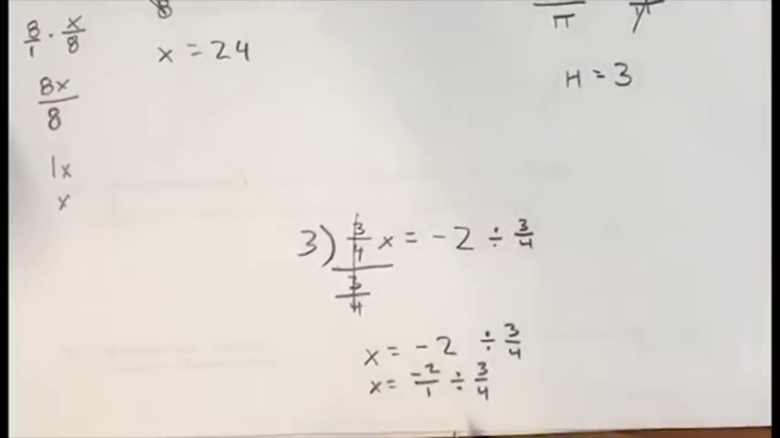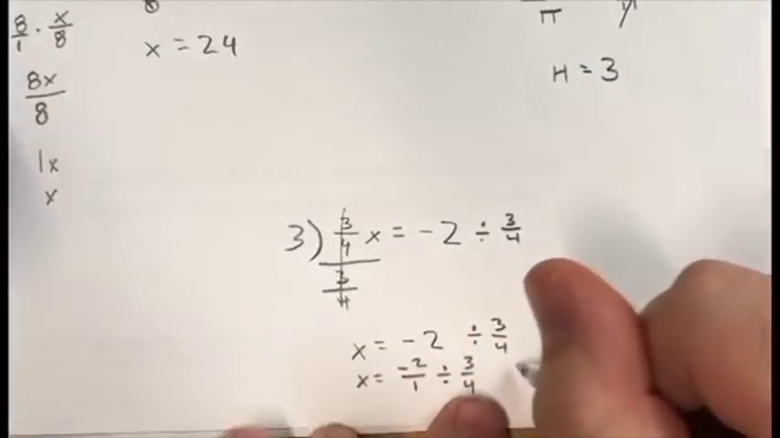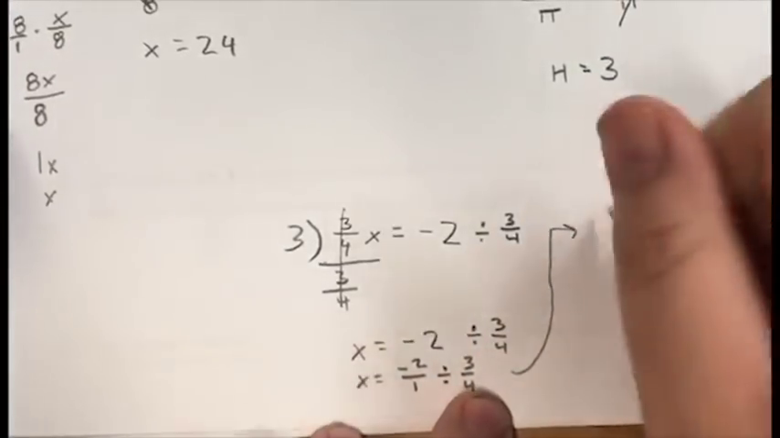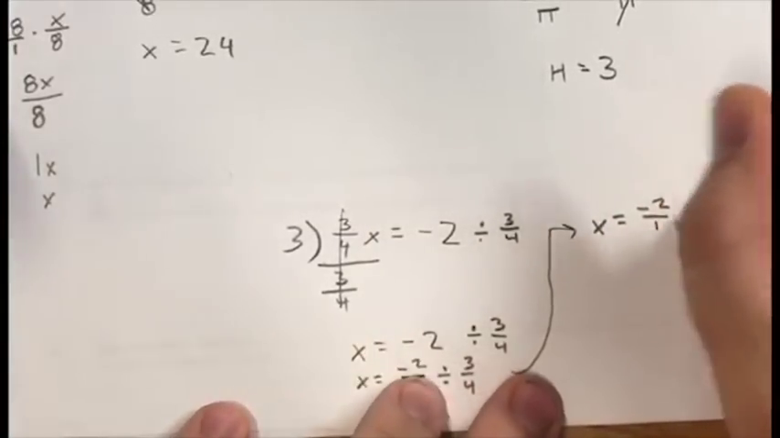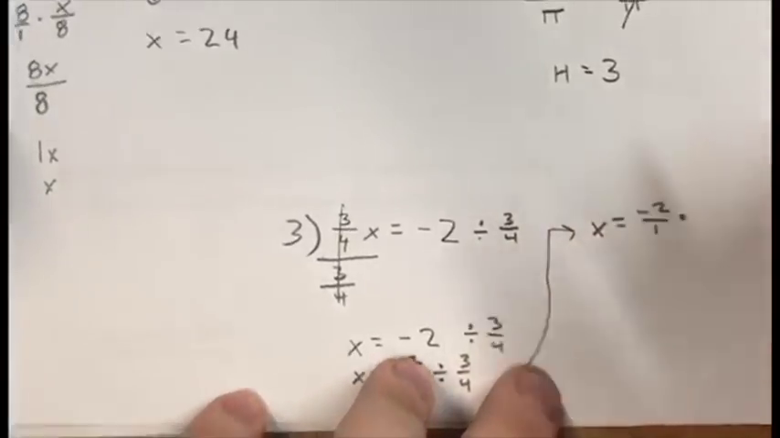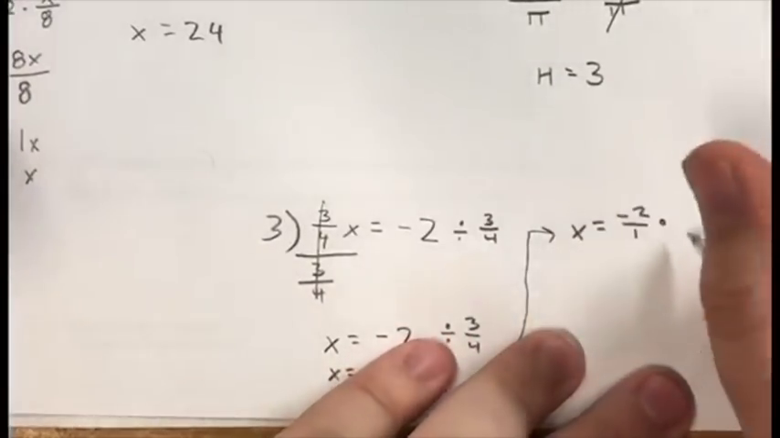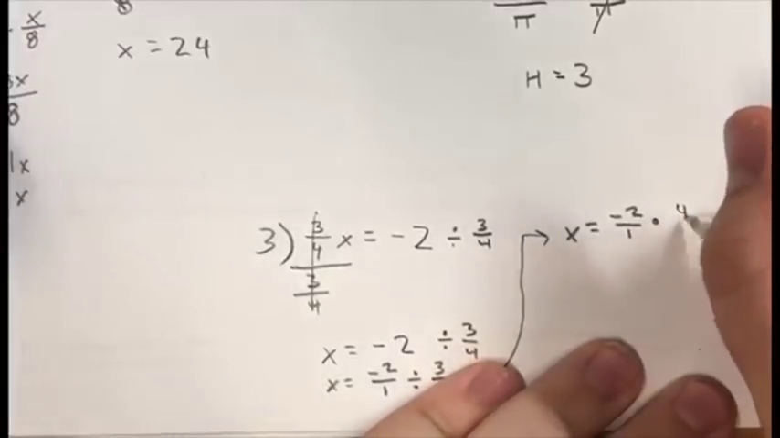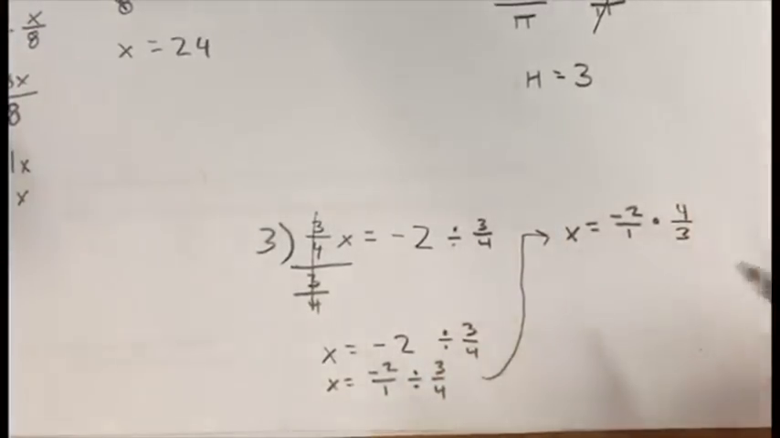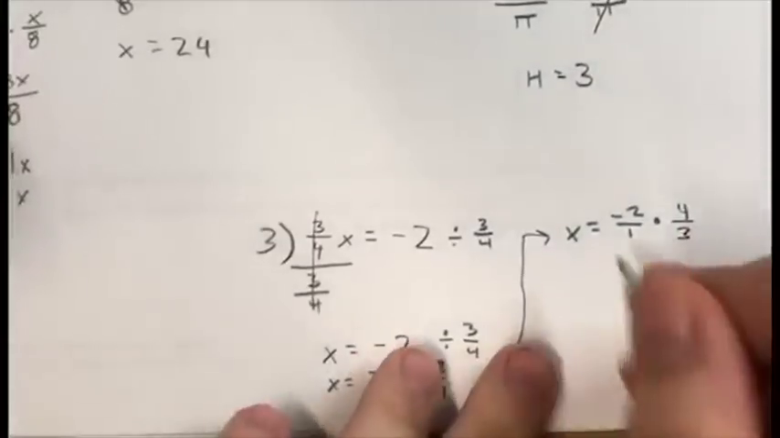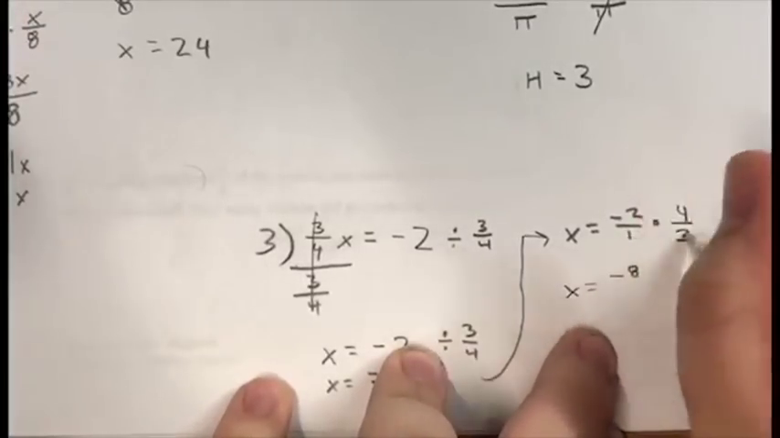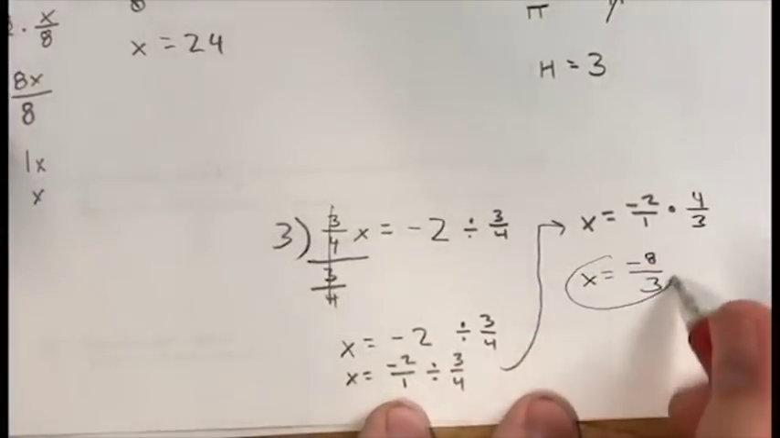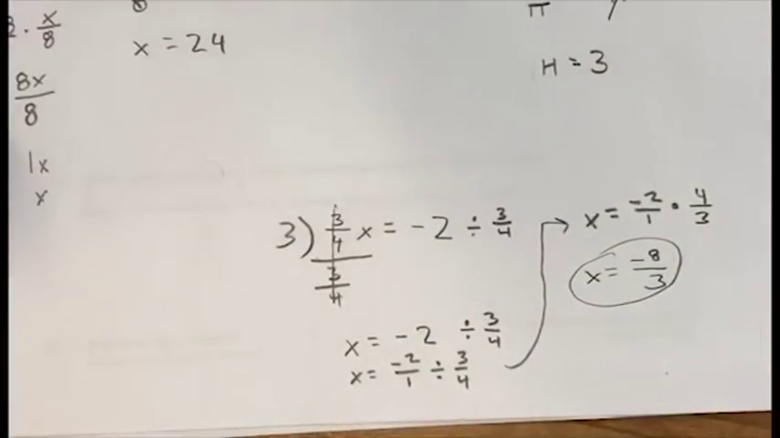Now, you should remember this when working with fractions, the simple term keep, change, flip. And I can rewrite this as x is equal to -2 over 1. I'm keeping the first fraction. I'm changing it from division to multiplication, and then I'm flipping my fraction to what's called the reciprocal. And now I can multiply like normal. X is equal to -2 times 4 is -8. 1 times 3 is equal to 3. So my answer for this is x is equal to -8/3.